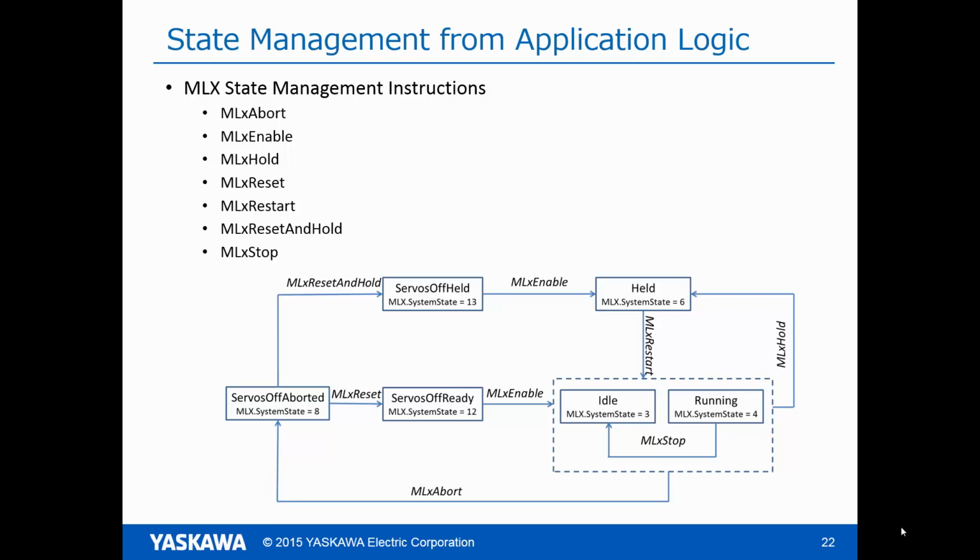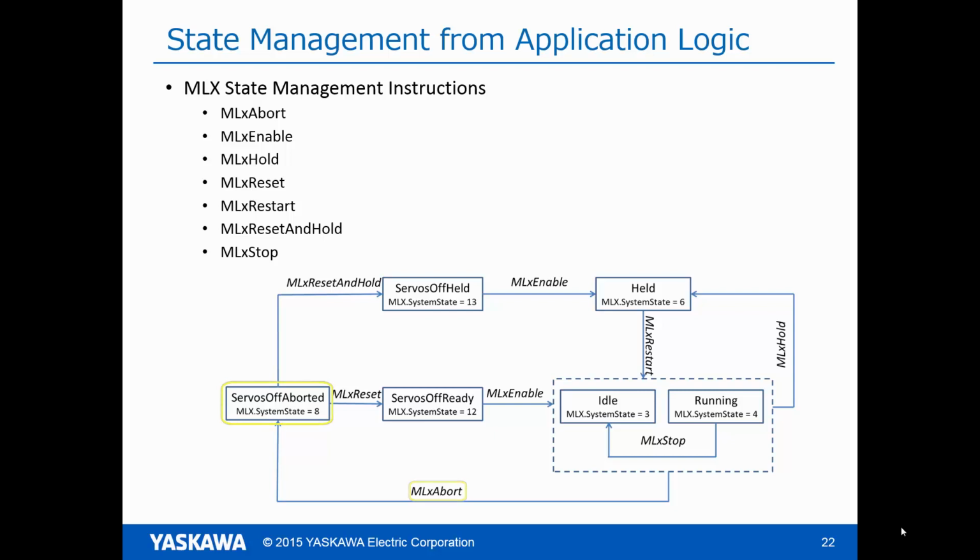When the system is first initialized, it is in the servos off ready state. This implies that there are no errors in the system and that the servos are not yet enabled. From there, the MLX enable command will bring the system to idle. In idle, executing any motion will move the system to running, and the MLX stop command can be used to cancel any currently queued motions and move the system back to idle. While idle or running, the MLX abort command will bring the system to servos off aborted.